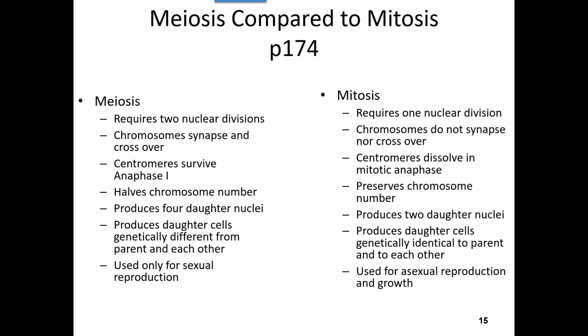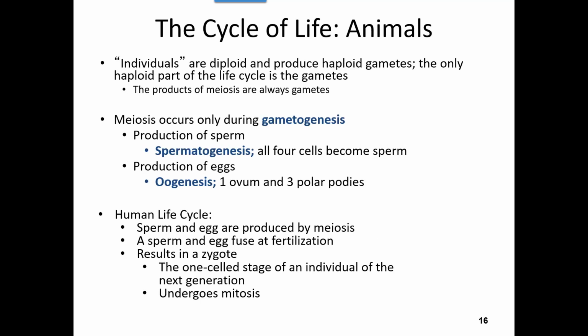Now, individuals are diploid. We do have the duplicate set of cells. However, we do produce haploid gametes, meaning we produce eggs and sperm that have half the numbers. So the only haploid part of the life cycle are those eggs and sperm. So the products of meiosis are always eggs and sperm, nothing else. So meiosis occurs during the making of gametes. It's known as gametogenesis. Genesis means to make. The gameto means the gametes, meaning the sperm and the eggs.